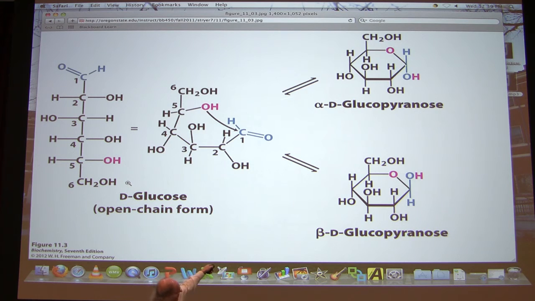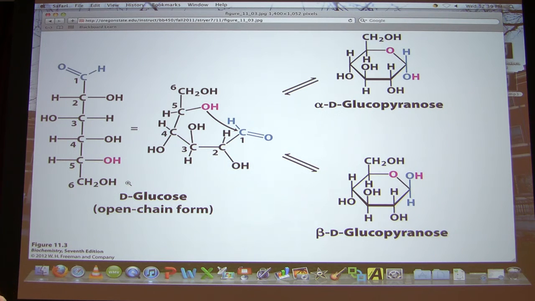If it forms in this configuration such that the OH is down, we refer to that configuration as the alpha configuration. If it forms such that the hydroxyl is up, we refer to it as the beta. Now, at this point I can tell you these two guys we see here on the right are anomers. Their only difference is in whether they are alpha or beta. Everything else is the same.